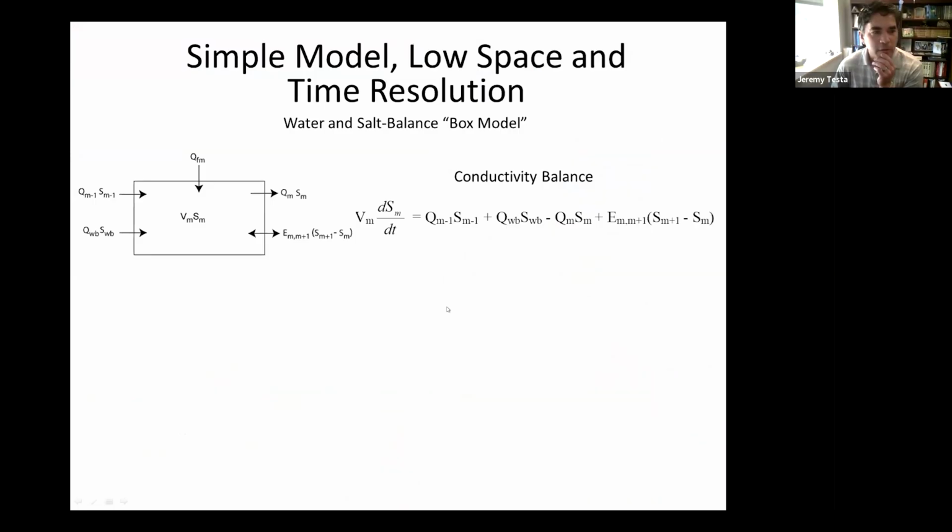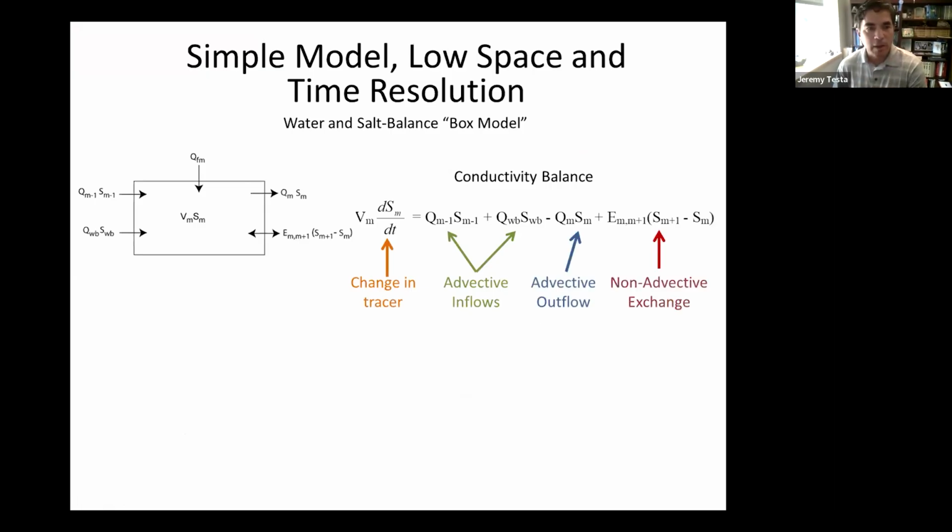We just heard about a version of this before. Maybe some of you are quite familiar with these, but the idea behind one of these models is that you can build a balance typically for salt, but I used conductivity because of the environment that I was working in. And so you account for the change in the tracer over time, and you have the advective inflows and advective outflows, and some non-advective exchange. And so I developed this model at a monthly timescale for a couple of decades.